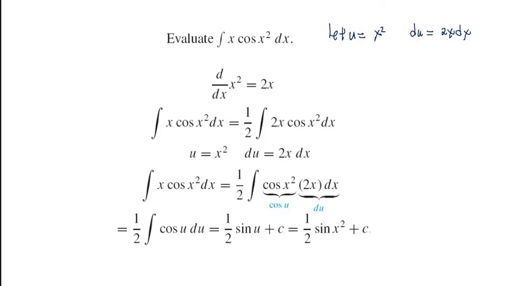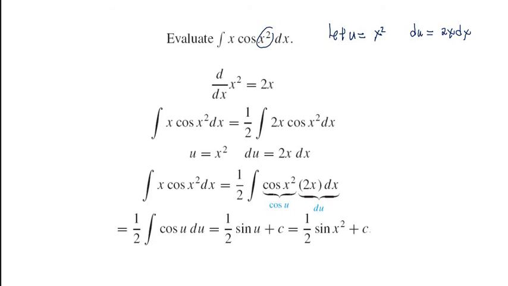This integral, we did it last time, and it is not difficult. You said let u be x squared, and you got du equals 2x dx, and then the integral turned out to be 1/2 cosine of u du, which is just 1/2 sine of u. And u was x squared from the beginning, so you substitute back x squared, and you get the integral of this one.